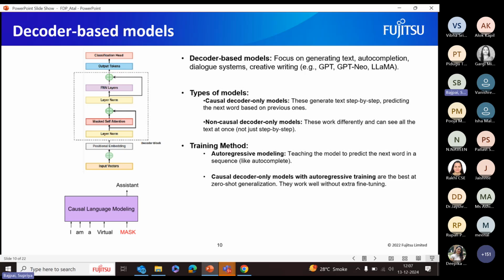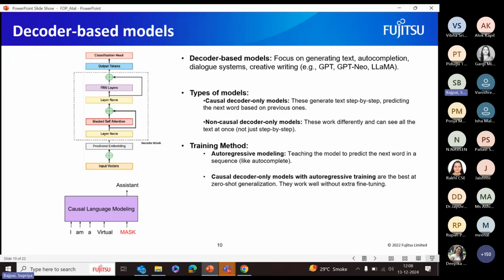So in order to decide whether it will only understand the language, or it will also generate the language. The training method of the decoder only models usually involves something called autoregressive modeling. GPT is also pre-trained using this training method, autoregressive modeling.